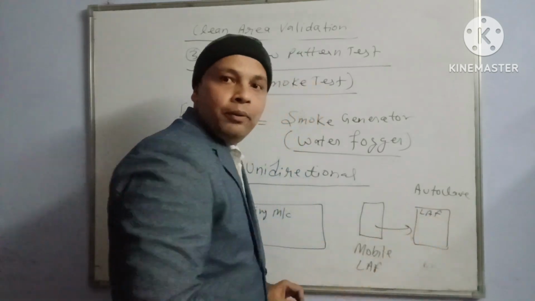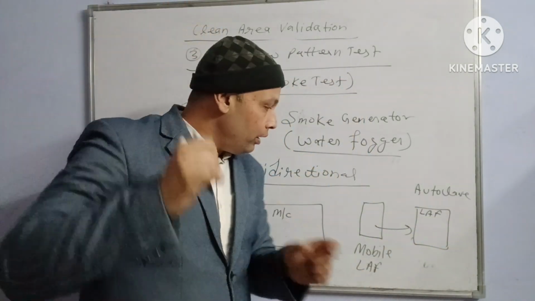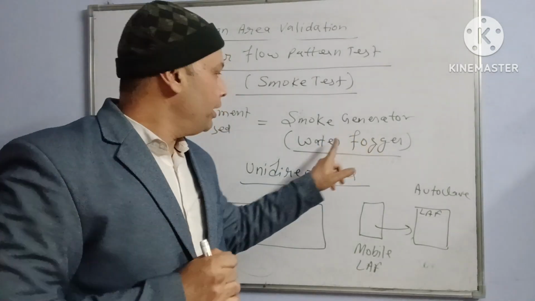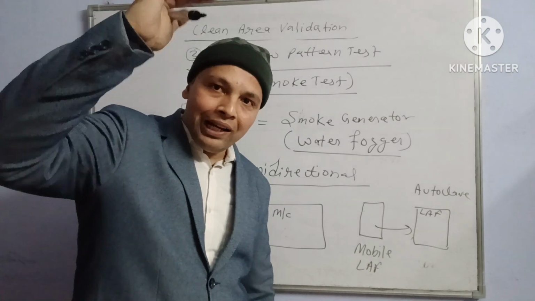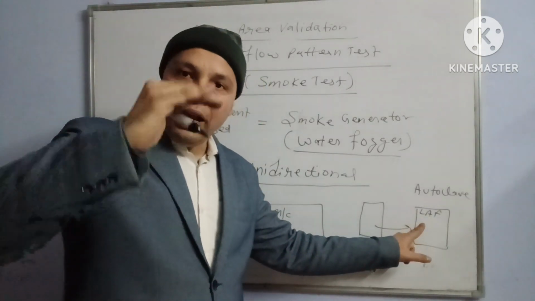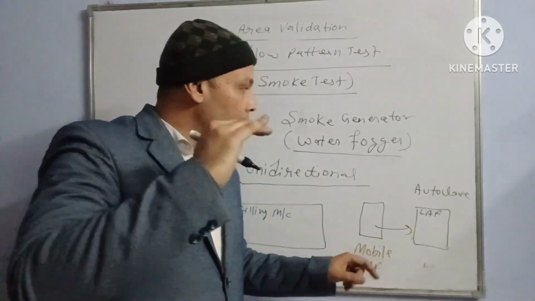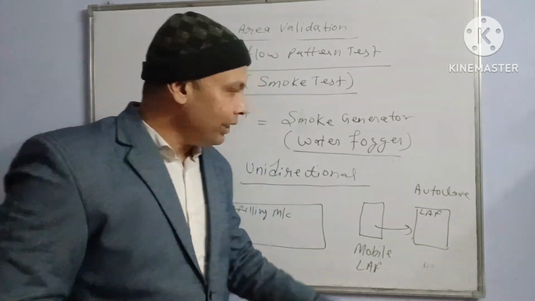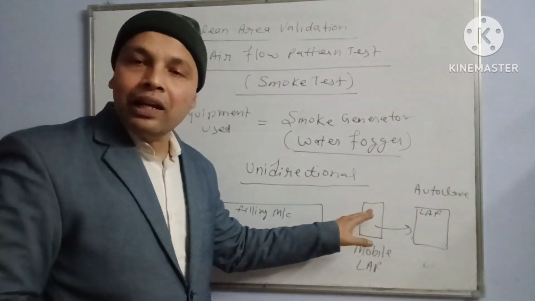When you unload under LAF, you have to show that, by generating the smoke using the smoke generator or water fogger. You will generate the smoke under the LAF here, and we'll check that the direction of the fume is unidirectional. Okay, then load to the mobile LAF. You will check the same here under LAF.